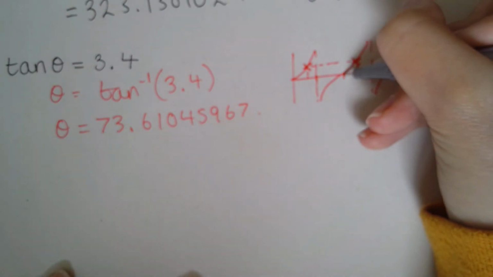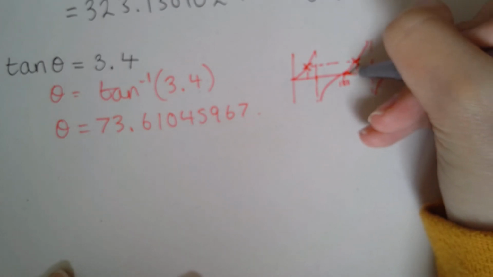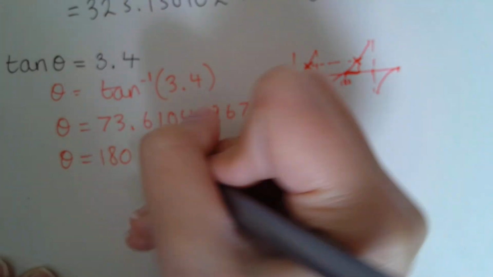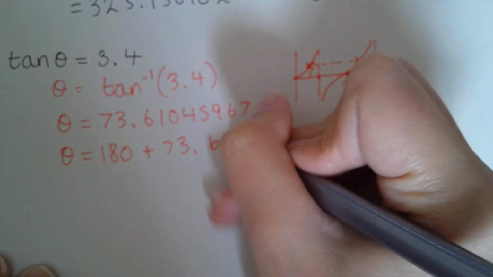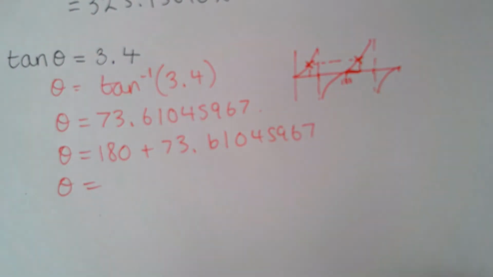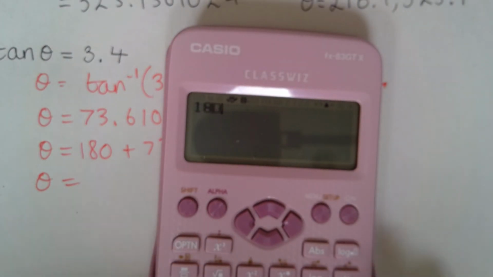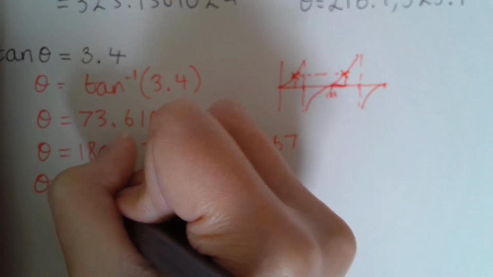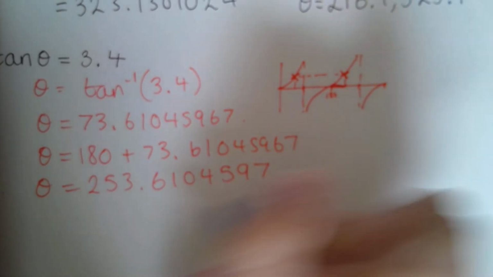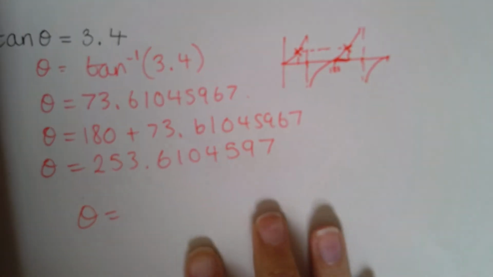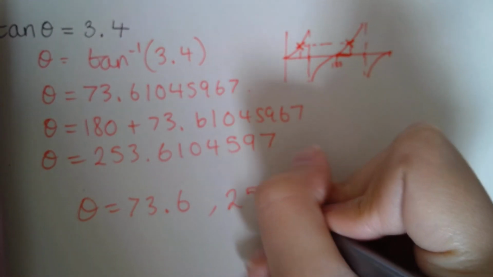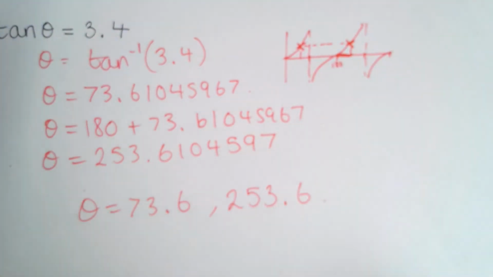So the other value is going to be, that's 180. So 180 add on 73. So that's our other value. So theta also equals 180, add on our value, 253.6104597. So I can say that theta is equal to 73.6 and 253.6 as well.